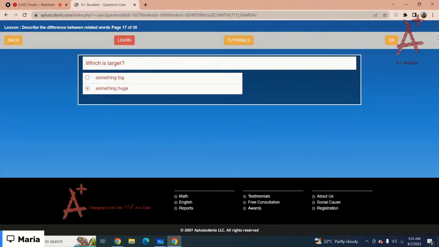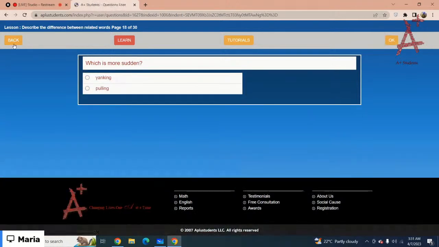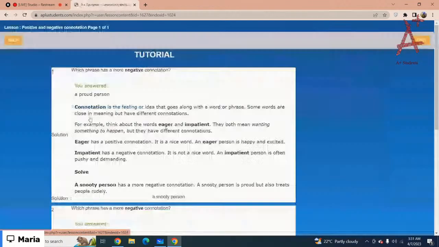Okay, you can complete the test by yourself later today. Let me just move on to the next lesson from the same chapter. Got it? The next lesson is positive and negative connotation. Let's just start with the lesson.